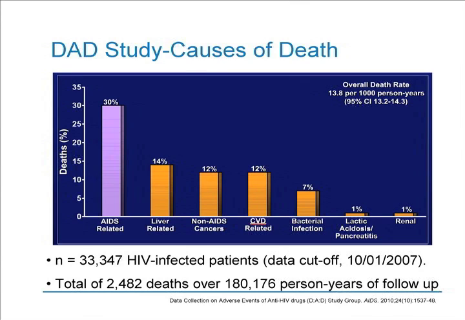In the next slide from the DAD study, with a data set extending through most of 2007, AIDS-related conditions made up about 30% of the deaths, and non-AIDS conditions made up the majority of the deaths, with liver-related deaths, non-AIDS cancers, and cardiovascular disease being the three most common non-AIDS-related causes of death.